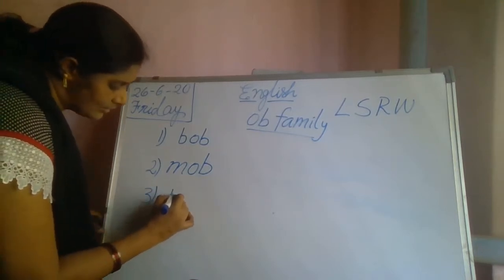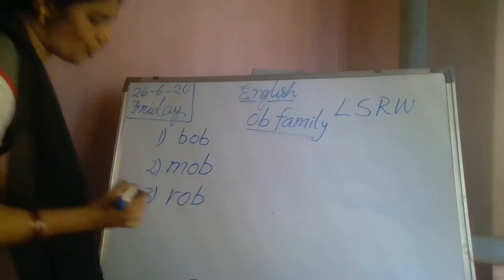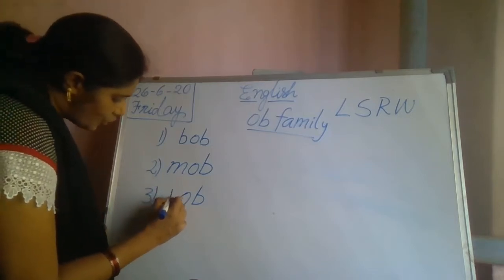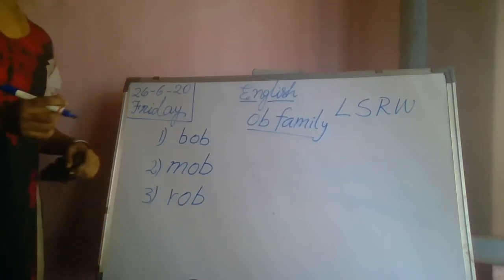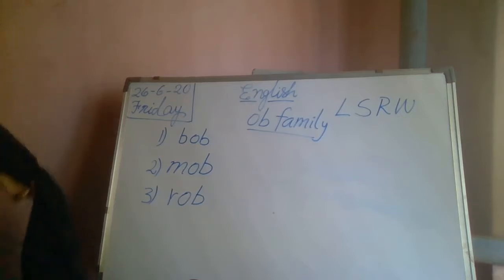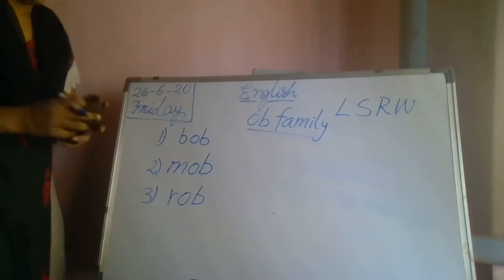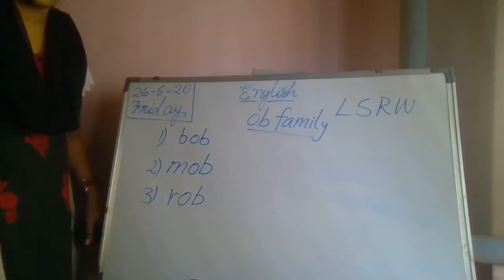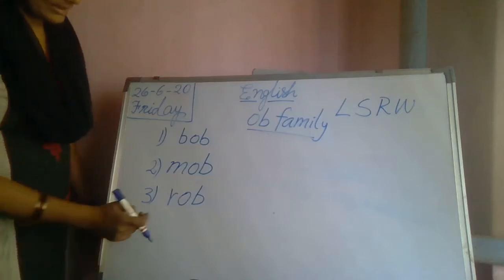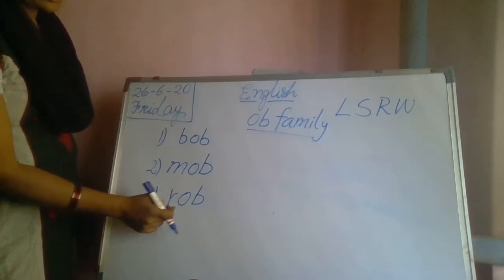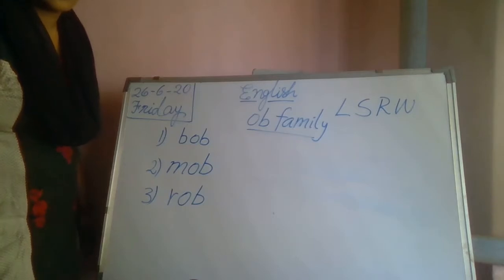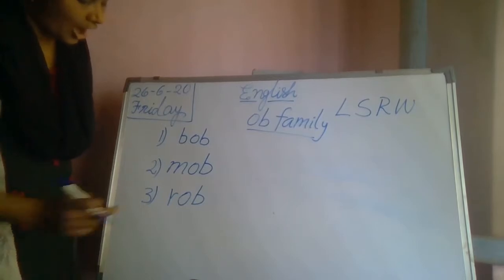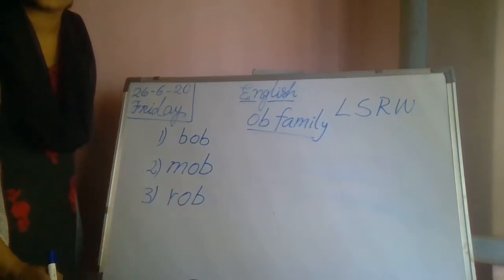next, R-O-B, rob. Here, if we connect this ob family to R. What is the sound of R? R for ra, ra, ra. Okay, R for ra. Ra sound comes. If we connect this R to ob family, rob. How can we pronounce? Rob. Listen carefully. R-O-B, rob. Okay?